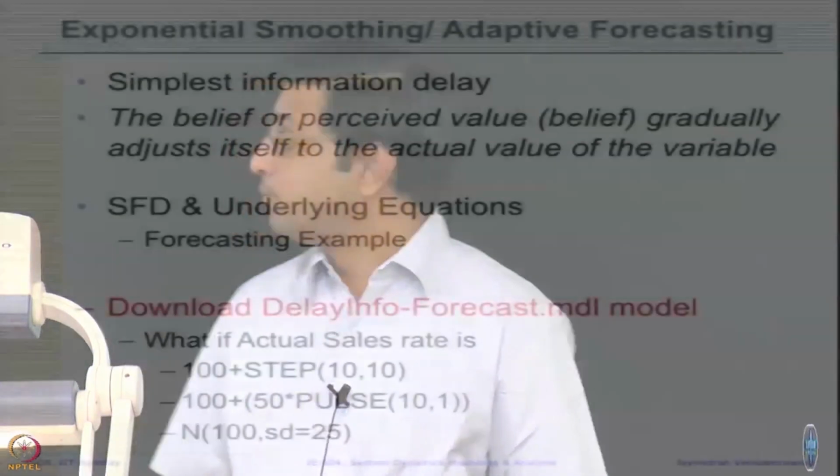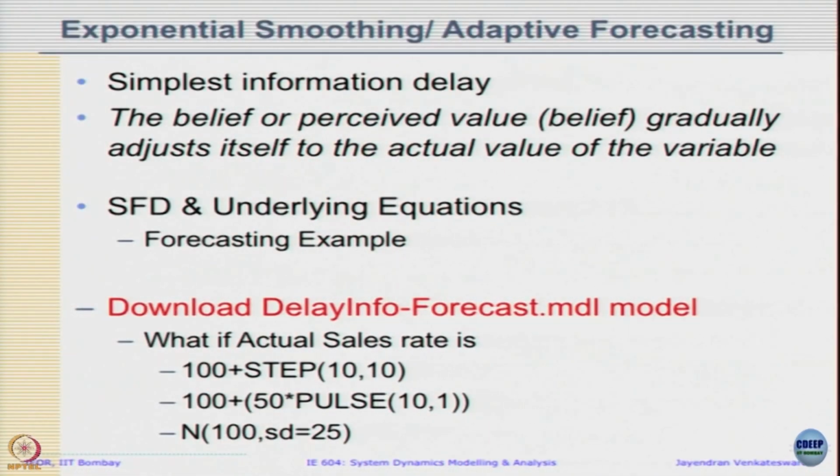Okay. So, let us download this delay info forecast.mdl model and let us see what kind of graphs we get when the actual sales rate is 100 plus step of 10 comma 10, 100 plus 50 into pulse of 10 comma 1, and what if sales is normally distributed around a constant mean. See, these are typical scenarios that happen. The first two cases are just to understand how the dynamics work, but in reality we expect that the demand keeps fluctuating around a constant mean, right. So, we are assuming normal. So, in that case let us see how to simulate that scenario also.